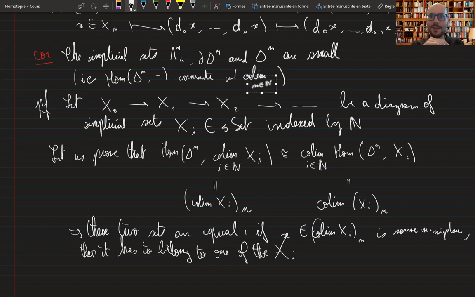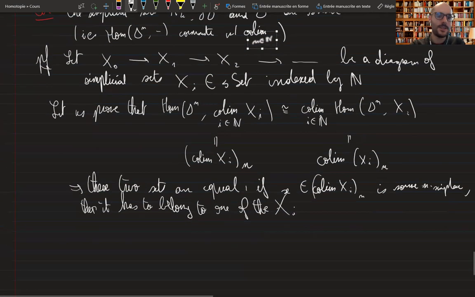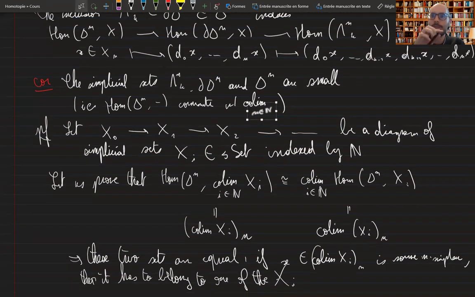Yeah, we could say they are actually even compact. But for the small object argument, we just need small. So I'm seeking an easier property, but yes, they are compact actually. All right, other questions about all this?